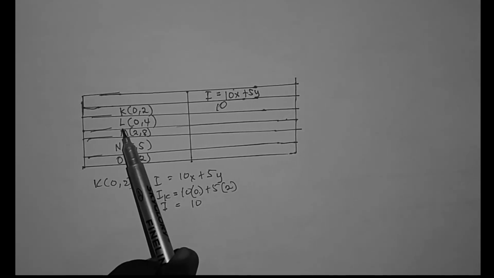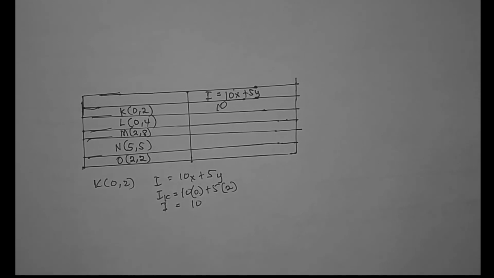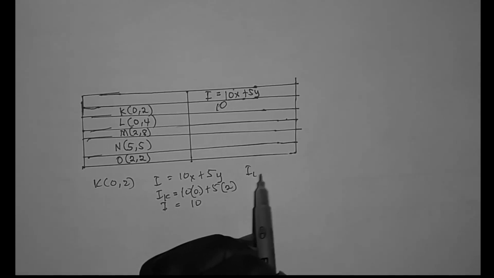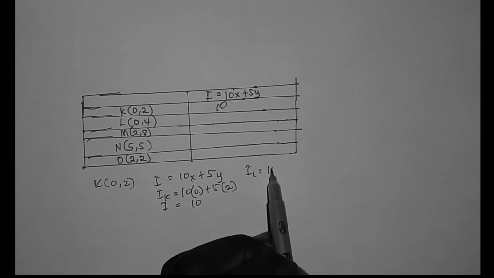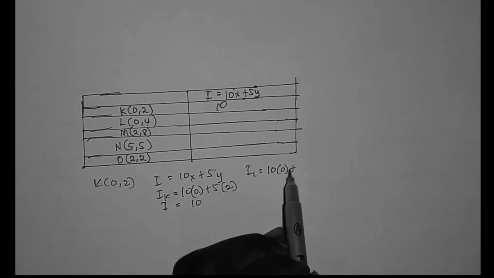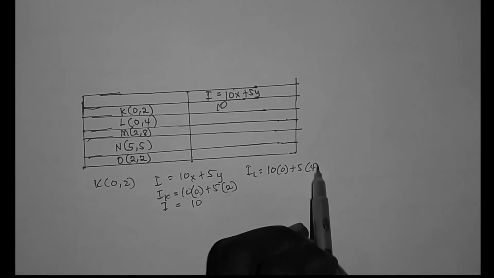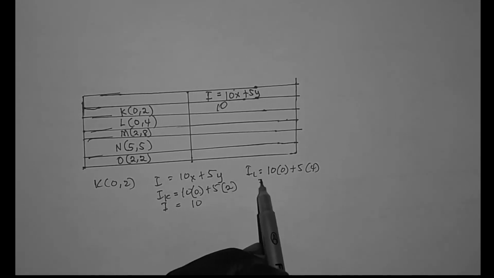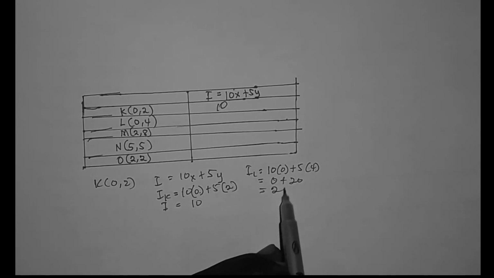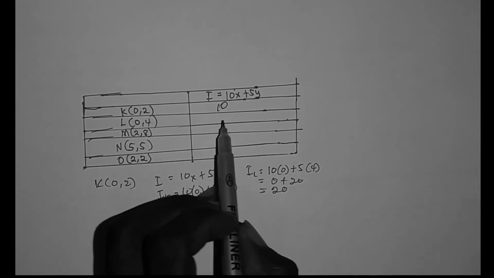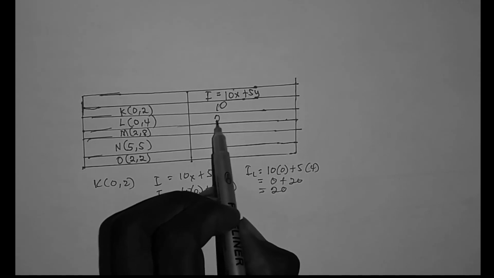Then L is (0, 4). So I of L becomes 10 times 0 plus 5 times 4. 10 times 0 is 0, plus 5 times 4 is 20. And this will give us 20. So I of L is 20.